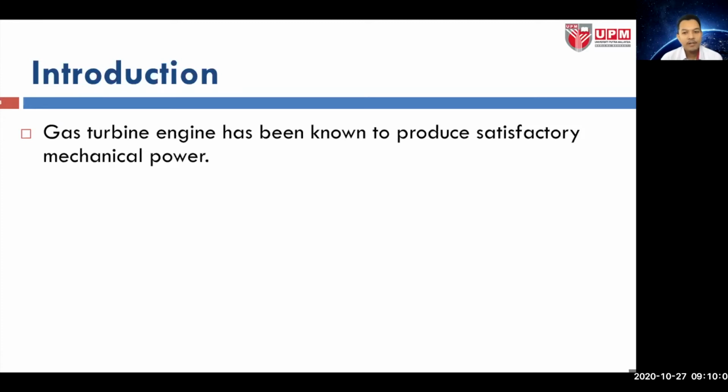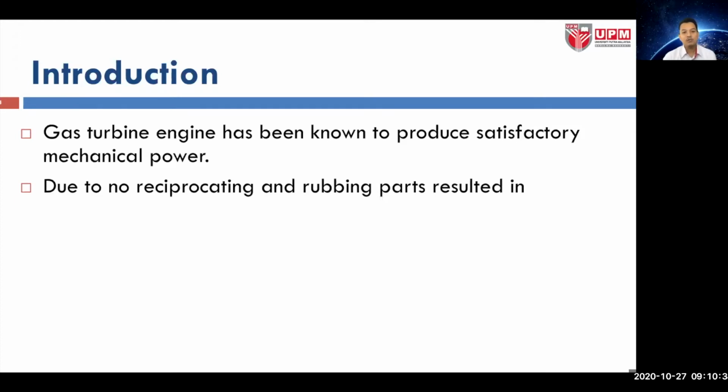Let us look at the background of air breathing engine. For those who have taken propulsion as the prerequisite for this particular course, you should be able to re-look back at the fundamentals of how propulsion works in terms of the air breathing engine as well as the rocket propulsion. We have known that gas turbine engine has been known to produce satisfactory mechanical power, right? Due to no reciprocating and rubbing parts, this results in a few advantages.